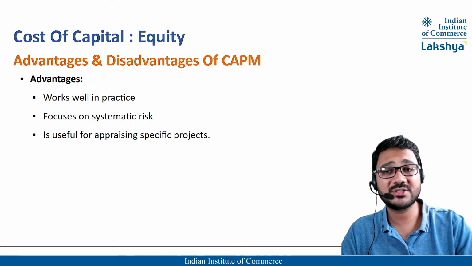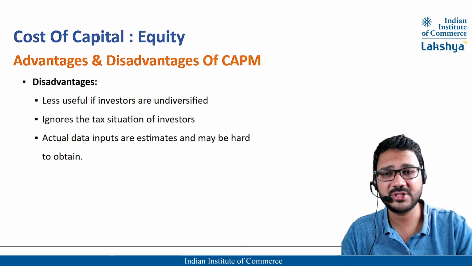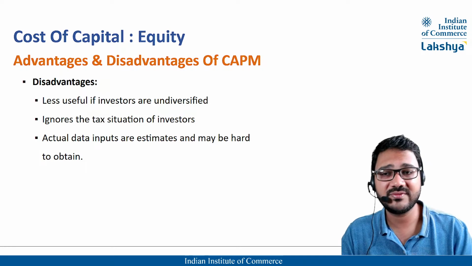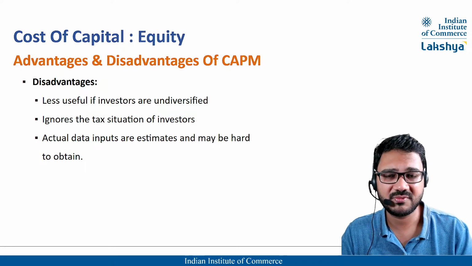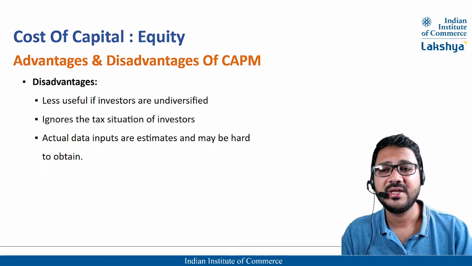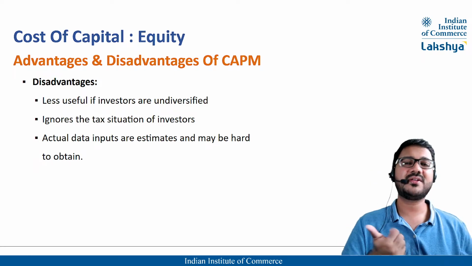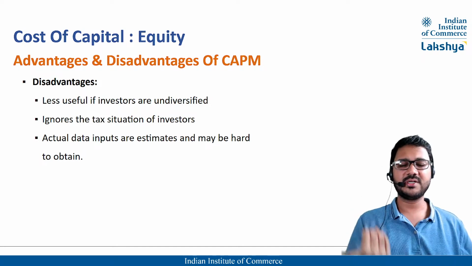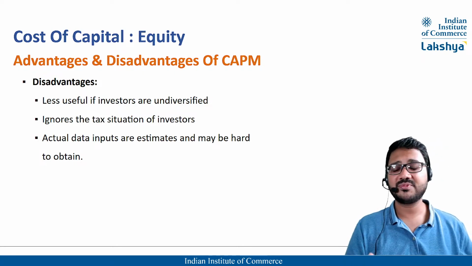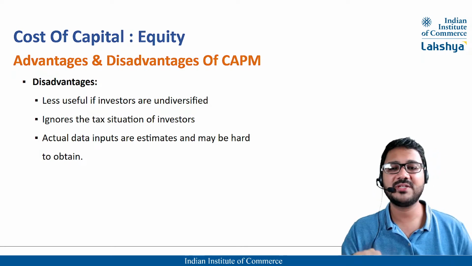Advantages of CAPM: it works very well in practice, it focuses on systematic risk, and it is useful for appraising specific projects. The disadvantages are that it is less useful if investors are undiversified, it ignores the tax situation of the investor, and actual data inputs are estimates and may be hard to obtain. See, the risk-free rate is fairly stable. It moves, but not to a huge extent. However, market returns can keep changing and beta, most importantly, can keep changing. So our inputs themselves are based on estimates.